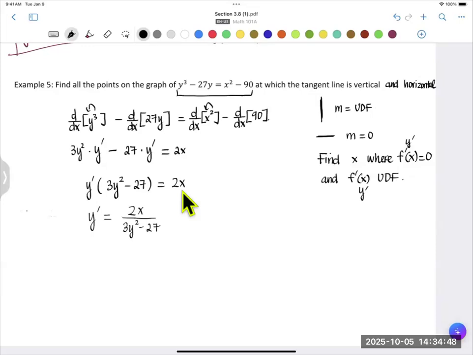So we want the x value where y prime equals 0. The only thing that can make the fraction equal to 0 is the numerator. So it's going to be 2x equals 0, which gives you x equals 0. And that is where the tangent line is horizontal.